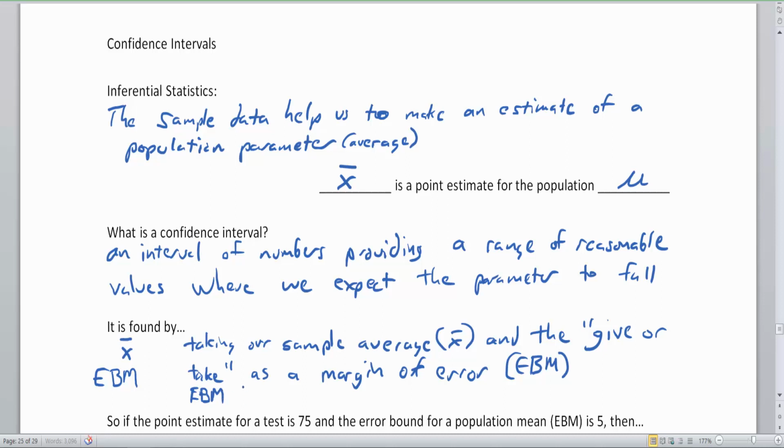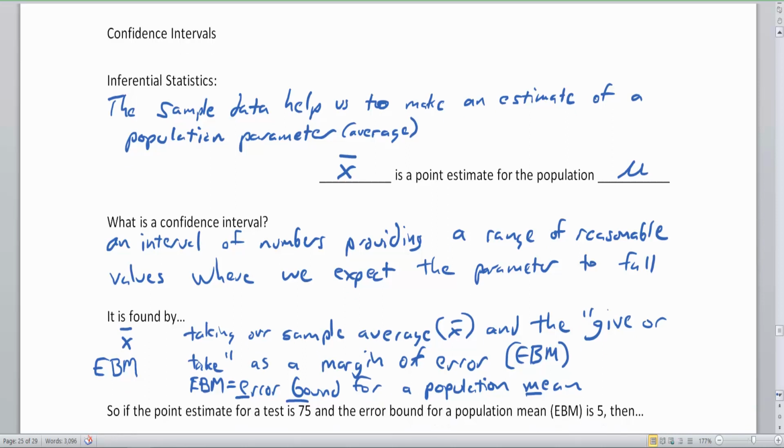The EBM stands for the error bound for a population mean. So the E, the B, and the M is the error bound for the mean. Okay, that's what the EBM stands for.